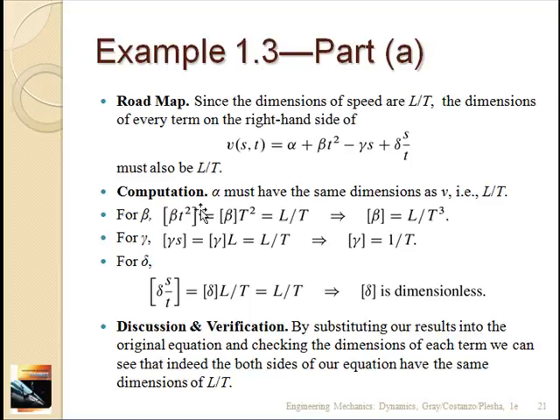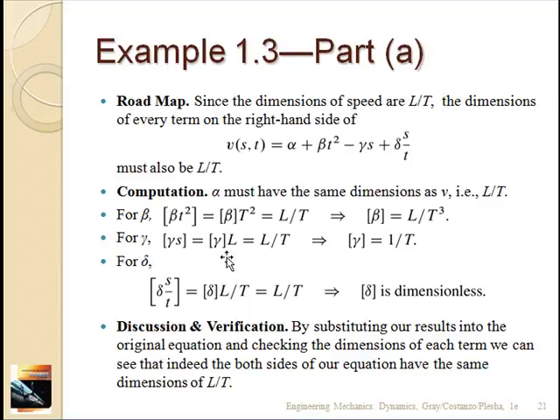For the first term, alpha, as I said, must have the same dimensions as v, which is length over time. Now for beta, the units of the product of beta times time squared has to be length over time. So we say the units of beta, we refer to units in square brackets, times time squared has to be length over time. Then you can just use algebra on this. You divide by time squared, so the units of beta are length over time cubed.